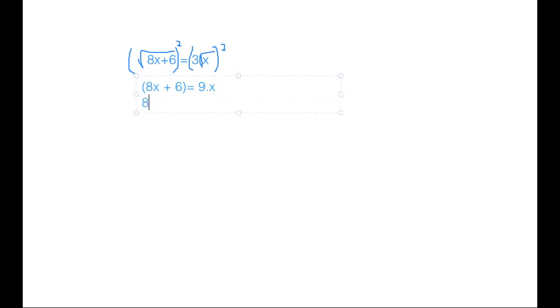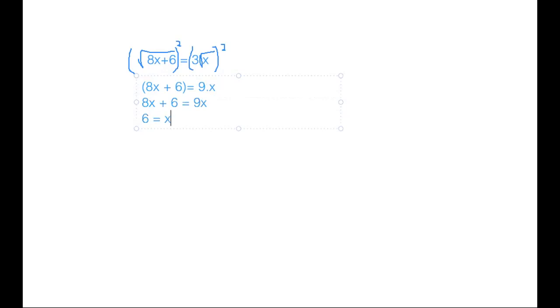And then it is 8x plus 6 is equal to 9x. Okay, then I'm going to subtract 8x from both sides. So what will be left for me? 6 is equal to x. So x is equal to 6.